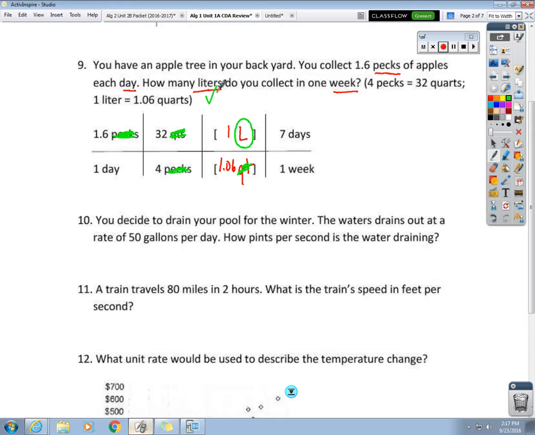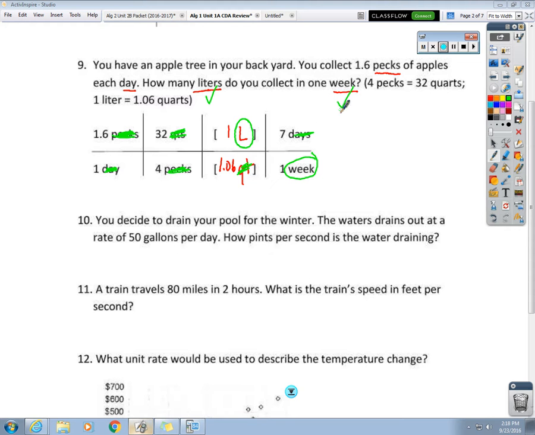Which is good because we want our answer in liters. We don't want it to cancel. And then also you'll see that days is top and bottom so it cancels. But week is not. So that's good. We didn't want it to cancel. Now you multiply straight across. So go ahead and multiply all 4 of those numbers. 1.6 times 32 times 1.